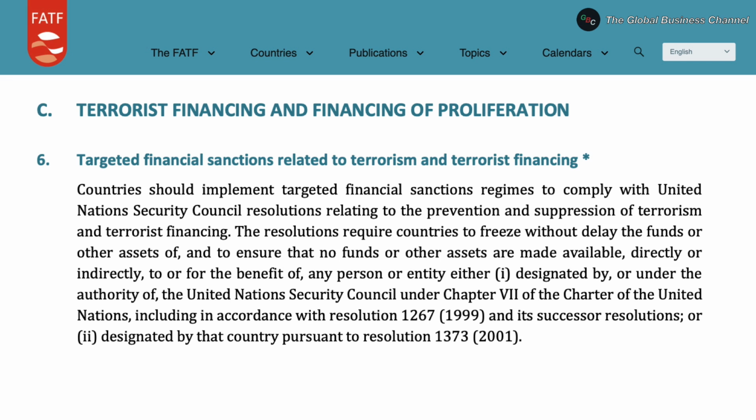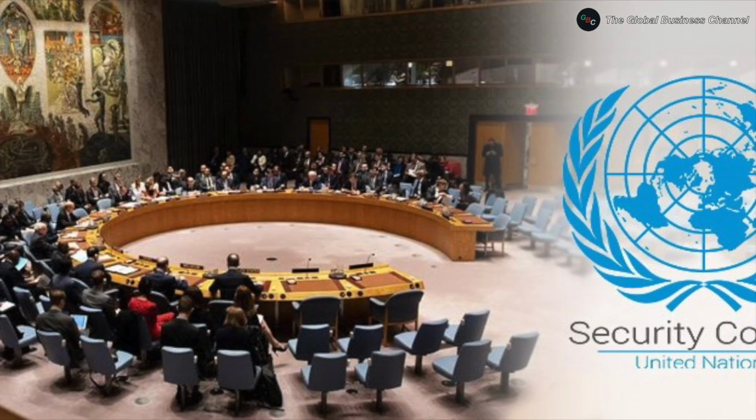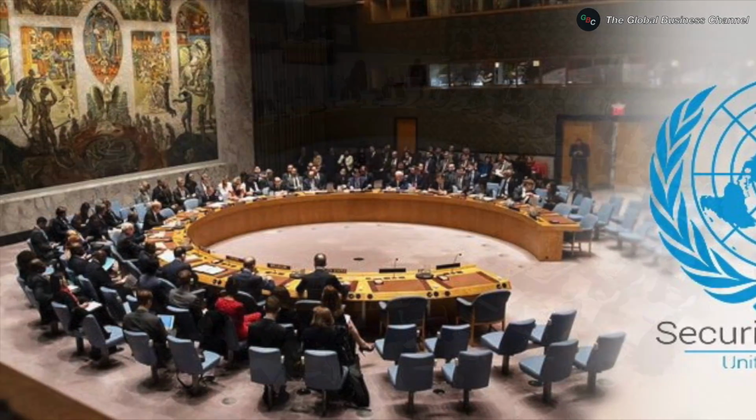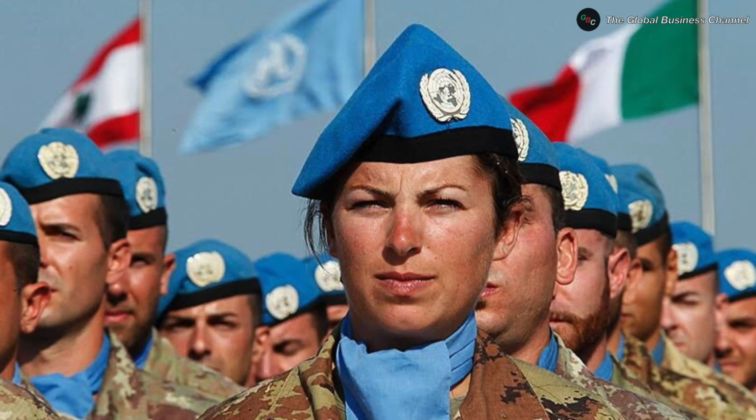For background and reference purposes, let's take a few moments to cover the UN Security Council, Chapter 7 of the UN Charter, UN Resolution 1267 of 1999, and UN Resolution 1373 of 2001. The United Nations Security Council, or UNSC, is one of the 6 principal organs of the United Nations tasked with maintaining international peace and security.